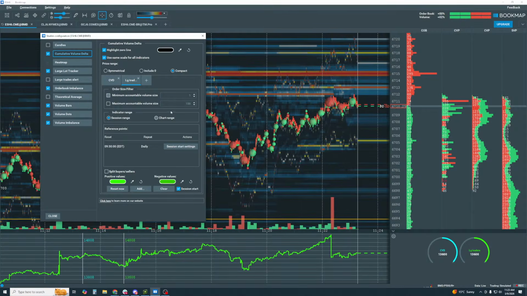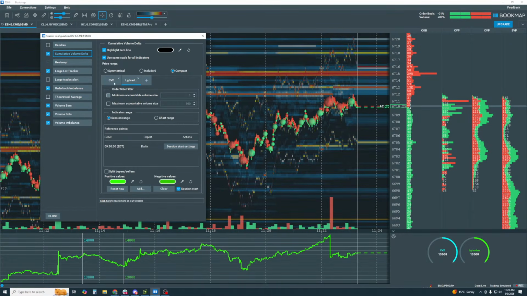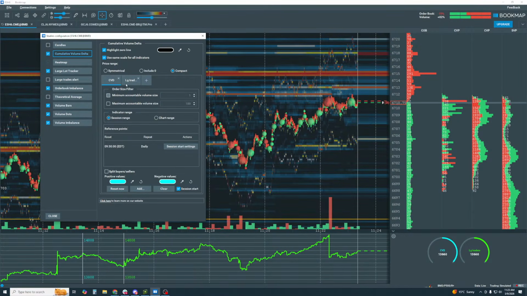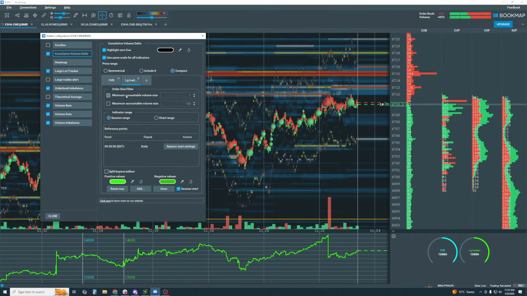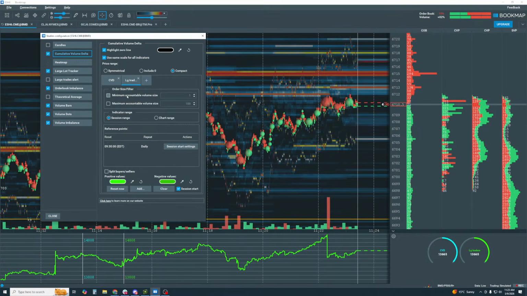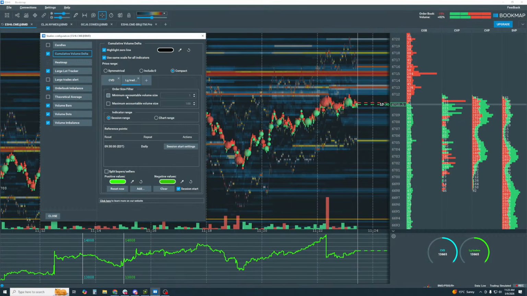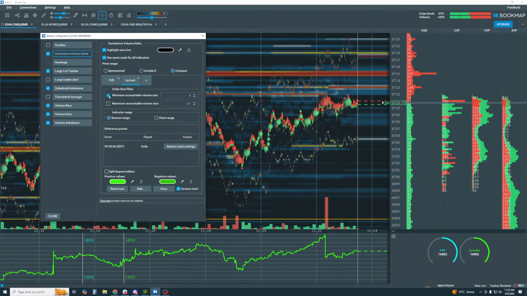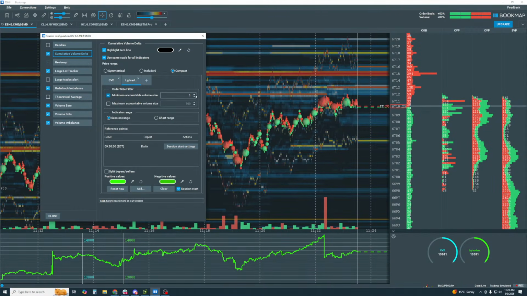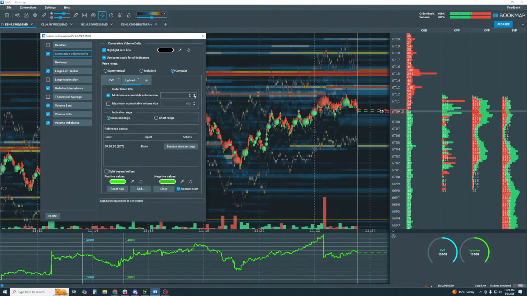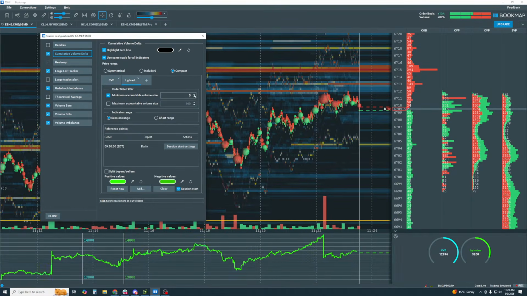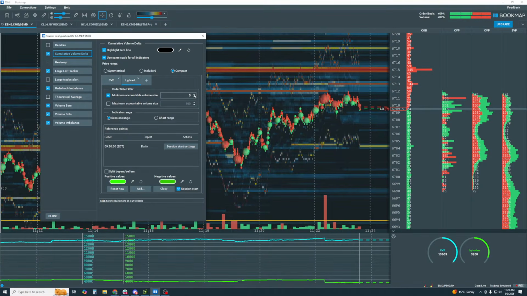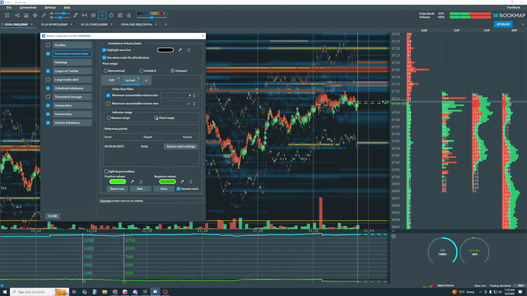Right now it's covering our other CVD line over here, because it's the same. But this is where we're going to make it different, by filtering it here. What's the minimum countable volume size in here? So a volume of 1? No, we're going to make it at least 5. I want to go with chart range.